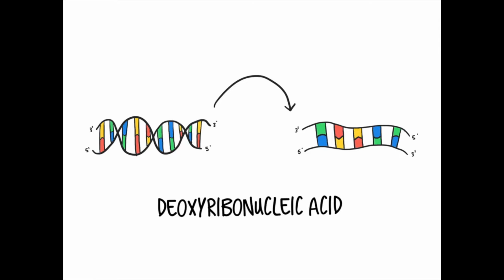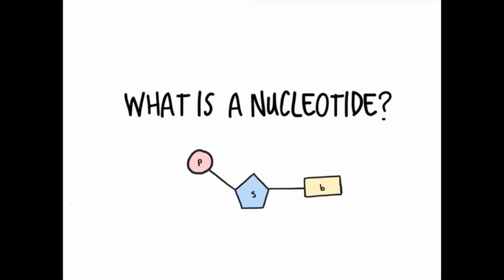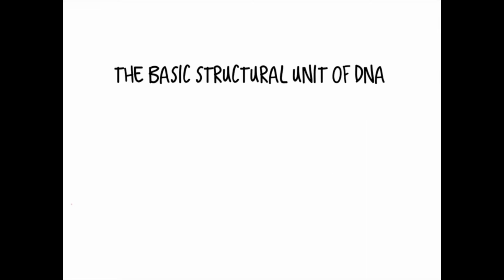Each strand of DNA consists of many nucleotides bound together by phosphodiester bonds to form long chains called polynucleotides. I know, a lot of long words there, but by the end of this video they will all make sense, don't worry. Now, what is a nucleotide? A nucleotide is one of the structural building blocks of both DNA and RNA.